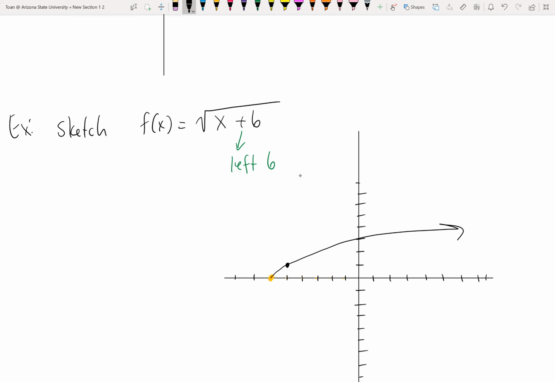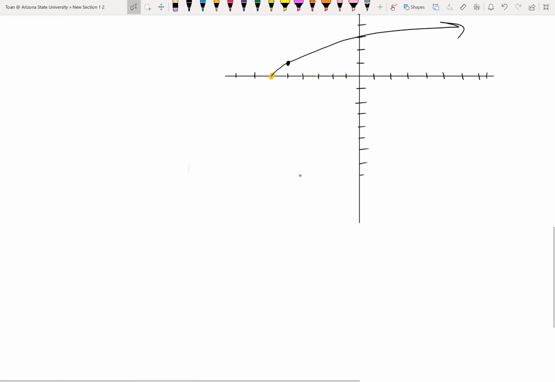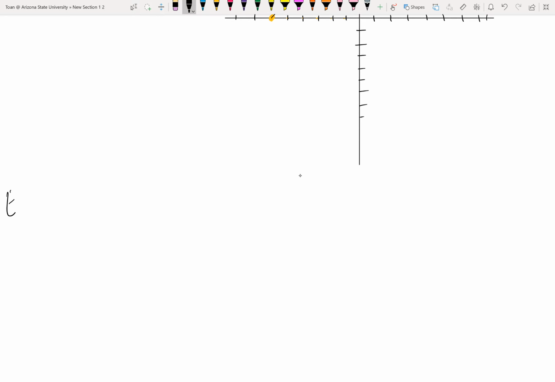So that's basically it in a nutshell. Just to sketch a square root function, you have to know the basic swish shape, and you have to be able to read the transformations present. Let's just do one more with all the bells and whistles. Let's try to make it as complicated looking as possible.